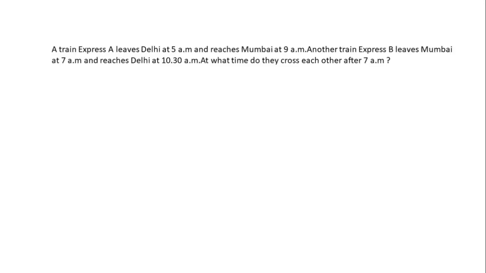The train Express A leaves Delhi at 5 a.m. and reaches Mumbai at 9 a.m. The other train Express leaves Mumbai at 7 a.m. and reaches Delhi at 10:30 a.m. What time do they cross each other after 7 a.m.?